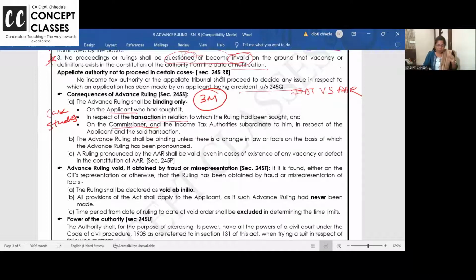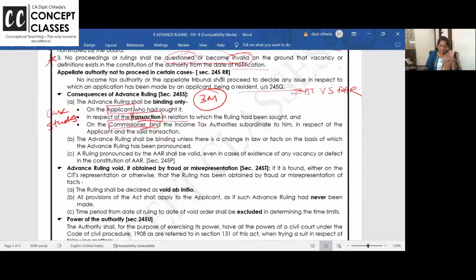Answer is no. Because advance ruling is binding only on the applicant, Dipti Chheda. That too only for the transaction for which it was sought, and on the commissioner. I am the applicant, the transaction and the commissioner. So the same thing cannot be applied to Usha. This is not a decision of the Supreme Court that you can quote it, apply it and solve a similar case. Second, in my other transactions, exactly similar ones, we might apply, but not otherwise. Because this is binding only on the applicant, second, for the transaction, and third, on the commissioner.